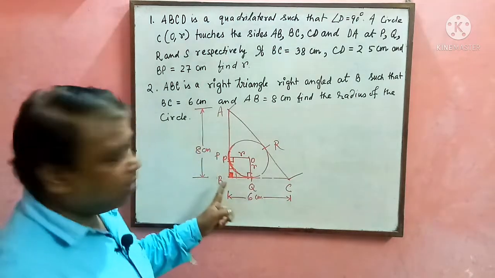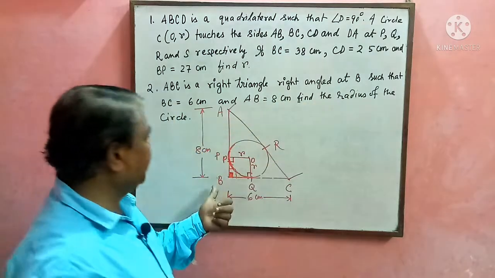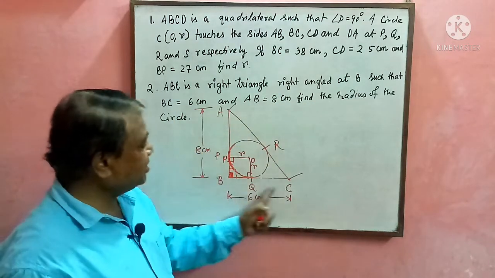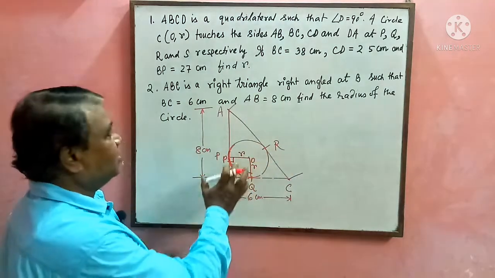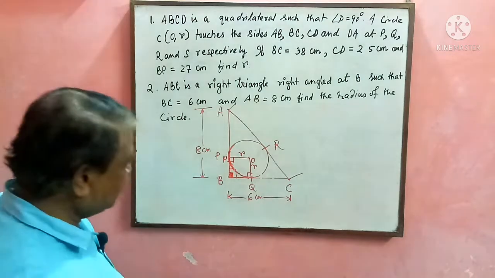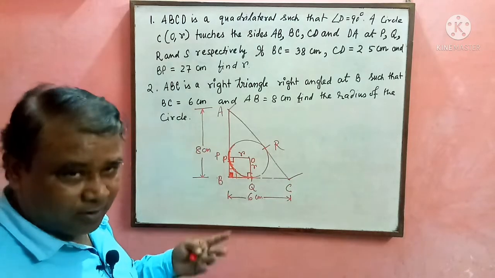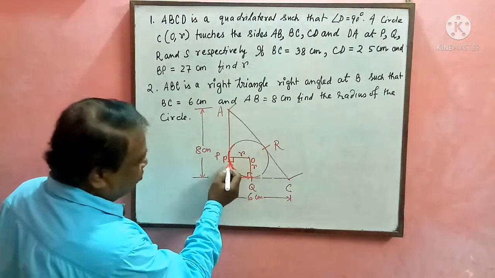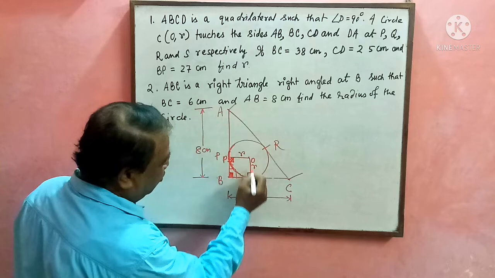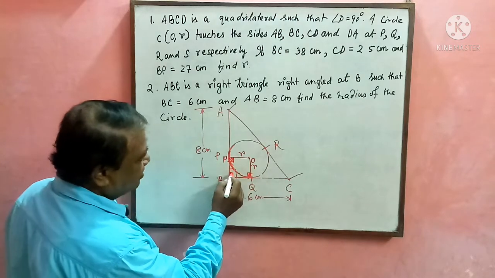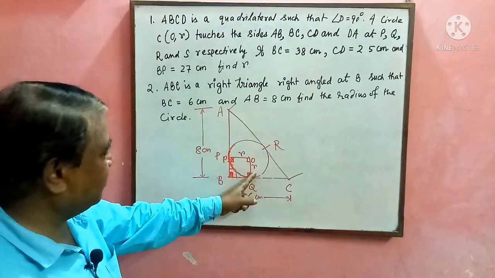This is also the same type of problem. ABC is a right angle at B such that BC is 6 centimeter and AB is 8 centimeter. Find the radius of the circle. See, here also the same reason and same question, the same type as earlier, but earlier it was a quadrilateral, now it is a triangle. Here also the tangent makes 90 degree, OQB is also 90 degree, and this is given 90, so this is also 90, and these adjacent sides are equal, you have to say.